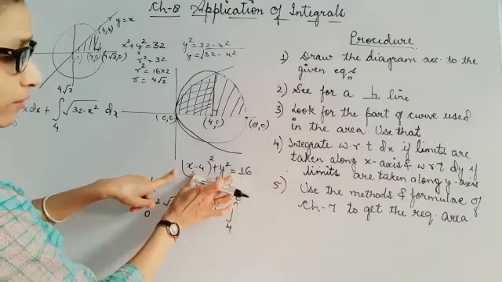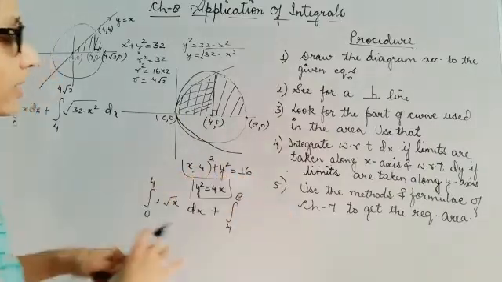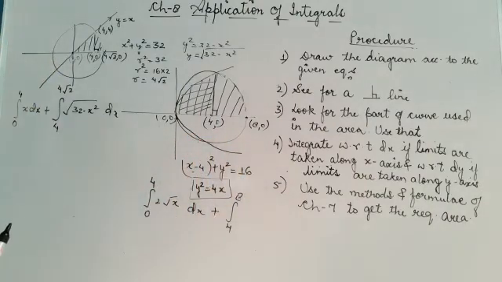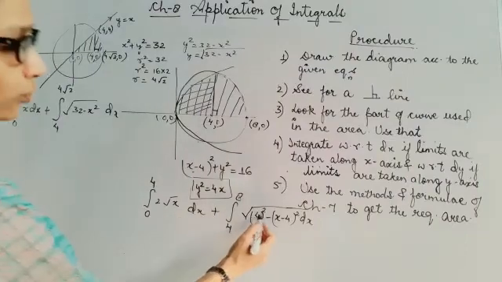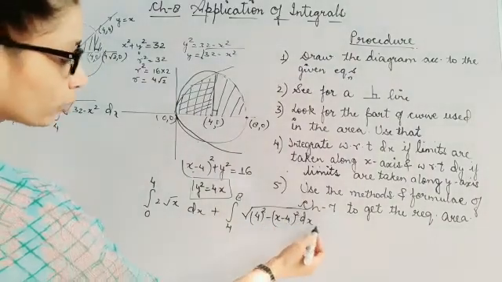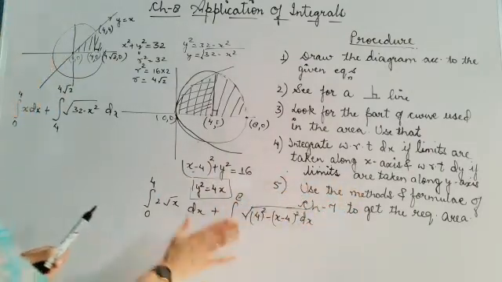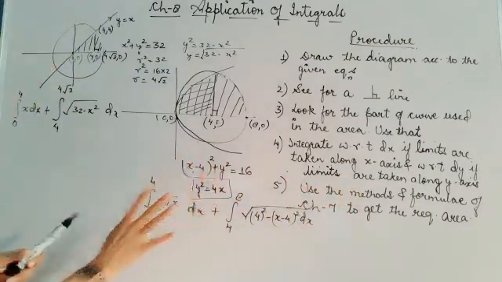You can simplify it and find out. Simplifying and finding out the function in terms of x will give you under root 4 square minus x minus 4 whole square dx. Now you can use your chapter 7 methods and formulae and you can get the area under the curve.